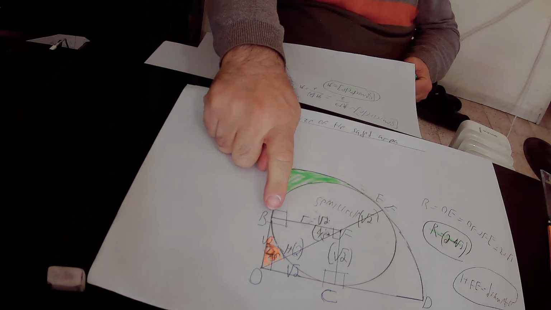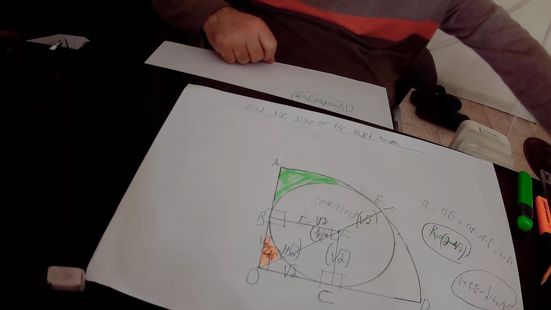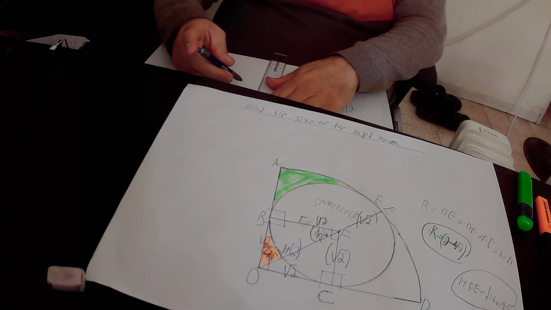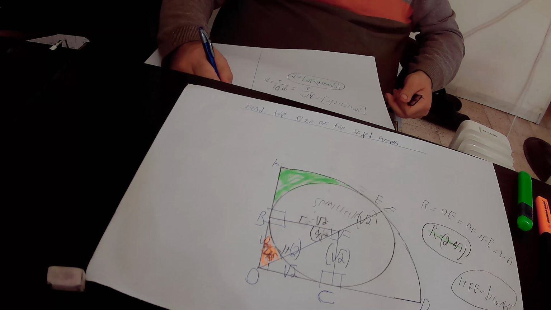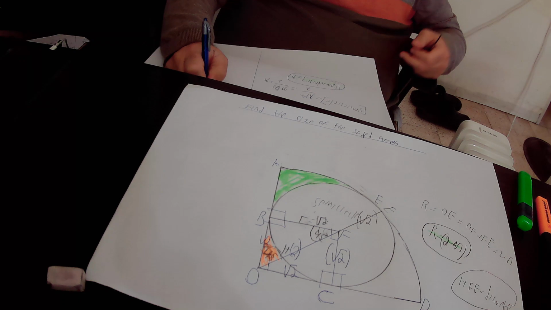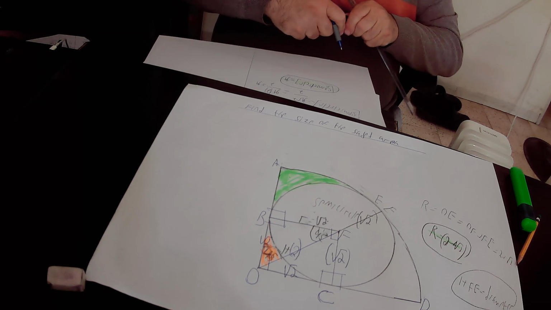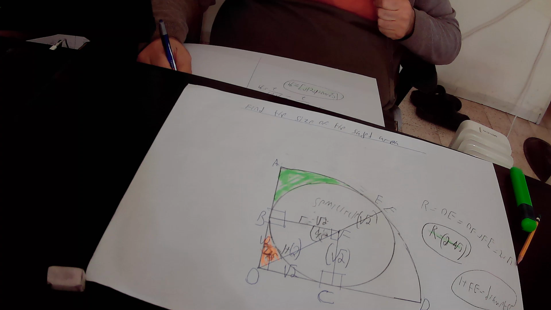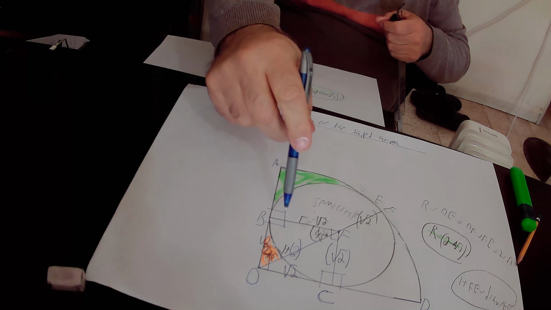In the next step we find out the area of this orange shape BHO. What is the area of the orange shape BHO? From the drawing it is very easy to see that the area of this orange shape BHO will be equal to the area of triangle BFO minus the area of this small sector FBH.